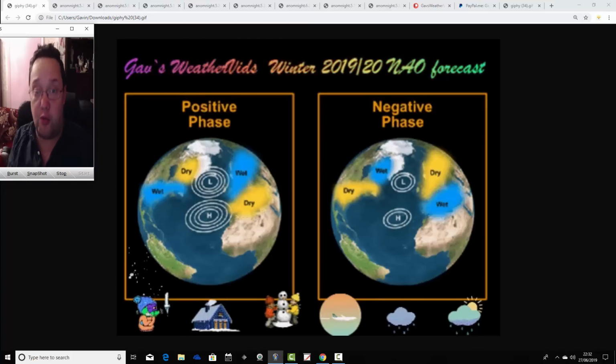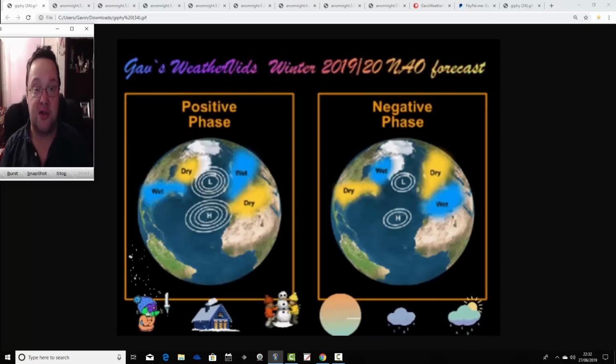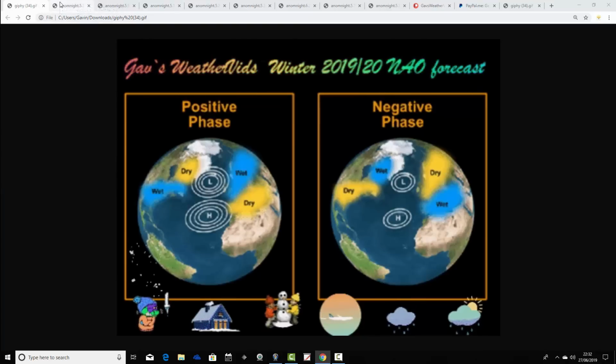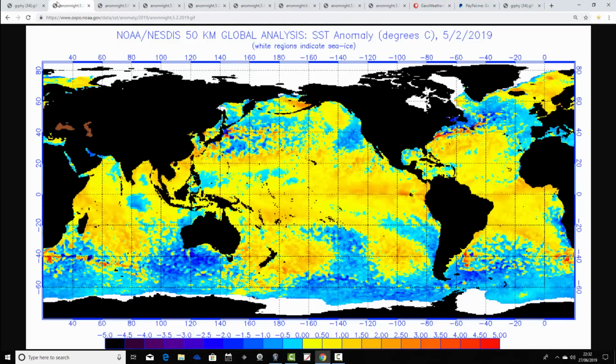Now we are going to have a look at the sea surface temperature anomalies during this month, and then based on those sea surface temperature anomalies during May 2019, we are going to issue an NAO forecast for the winter of 2019-2020. So let's get on with it then, and this is the first chart that we have from the 2nd of May.